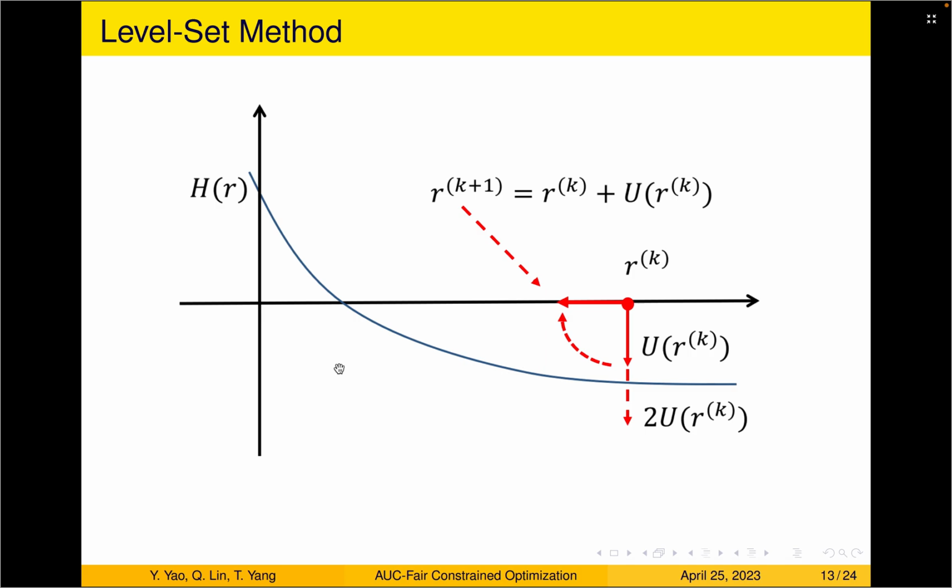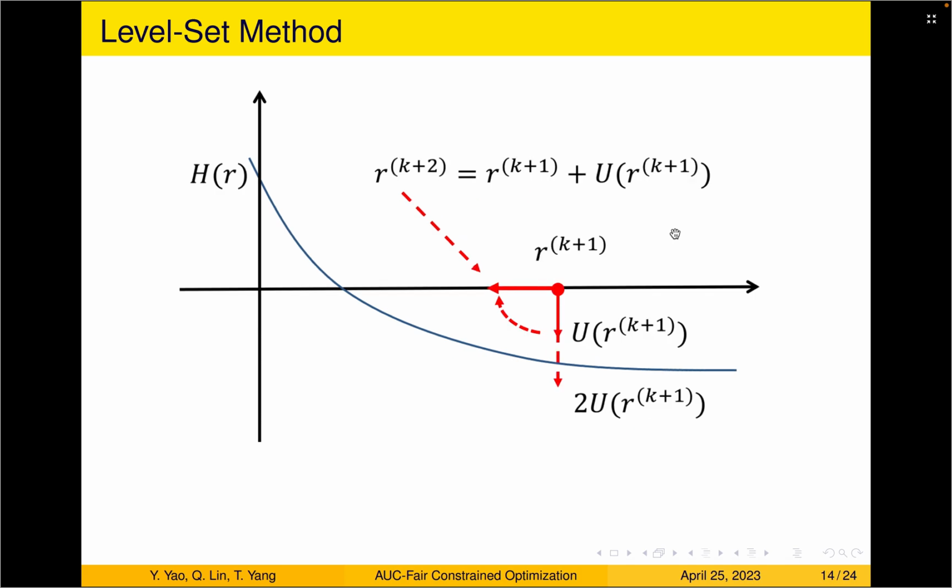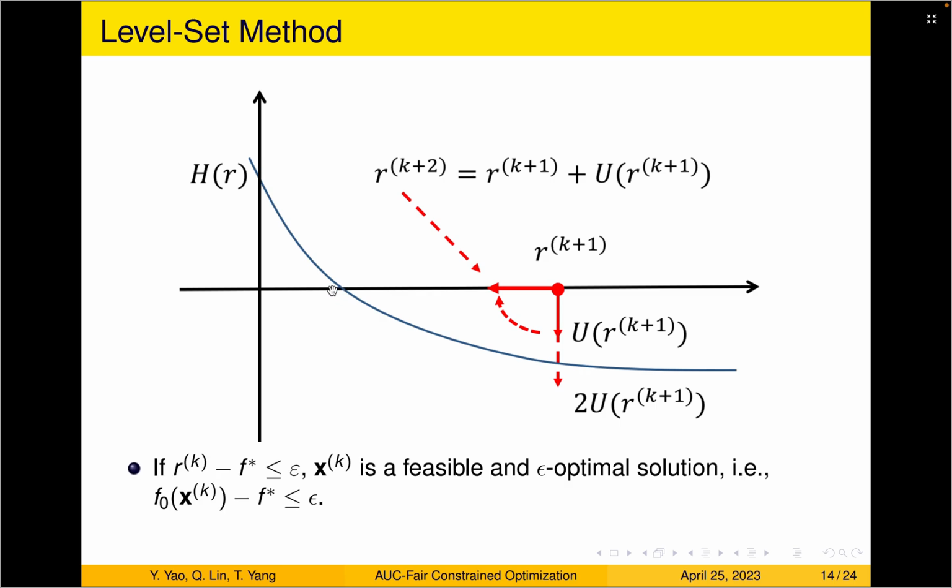So this is the graph of the process of the level set method. Suppose we start from r_k, and based on this r_k, we can compute the u(r_k), which is negative, and then we update r_{k+1} by r_k plus u(r_k), which means that we move to the left-hand side of r_k. Similarly for r_{k+2}. So from this graph we can show that the sequence of r is convergent to the root. If r_k minus f star is smaller than epsilon, x_k is a feasible and epsilon optimal solution.